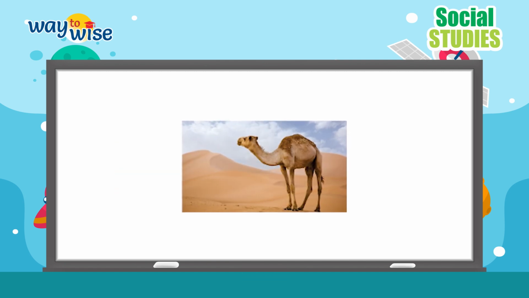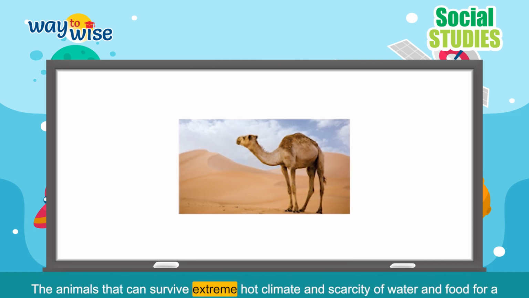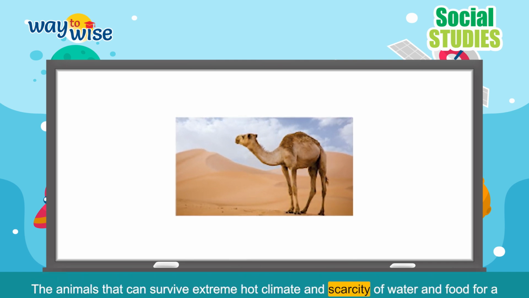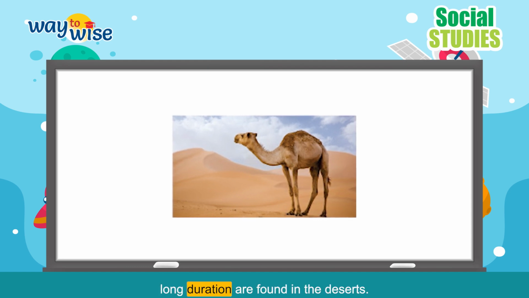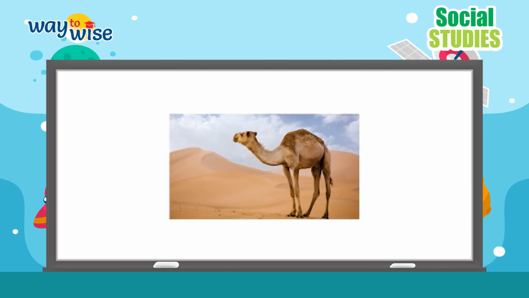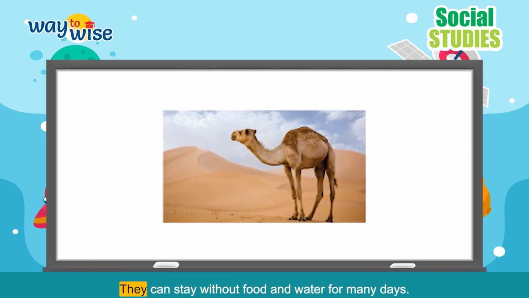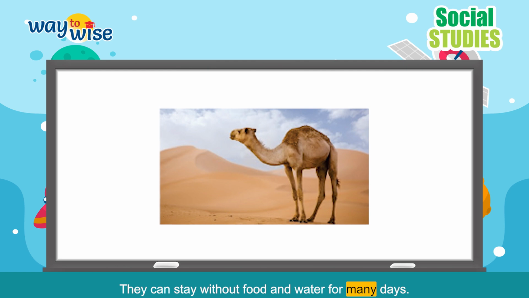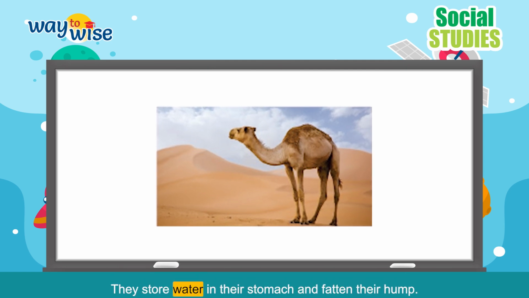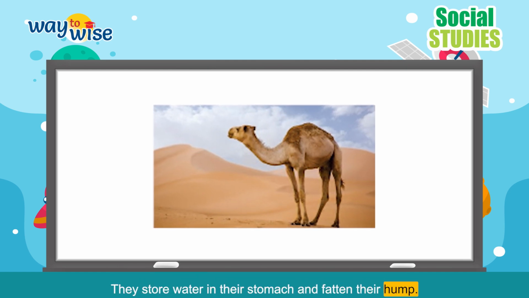Wildlife. The animals that can survive extreme hot climate and scarcity of water and food for a long duration are found in the deserts. Camels are known as ships of the desert. They can stay without food and water for many days. They store water in their stomach and fat in their hump.